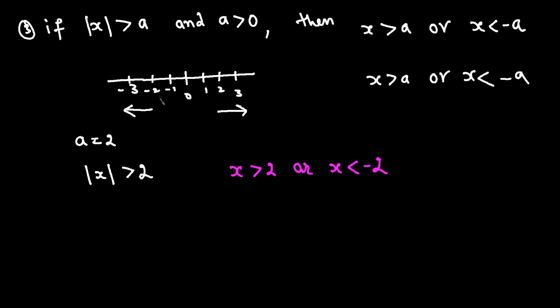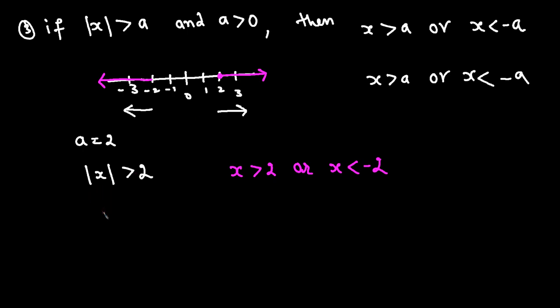Let's look at the number line. So x is greater than 2, so 2 is here. Any number greater than 2 is the solution, and any number less than negative 2, you know the numbers decrease in this direction, so any number less than negative 2 is the solution, and we can try that. Let's try 3.